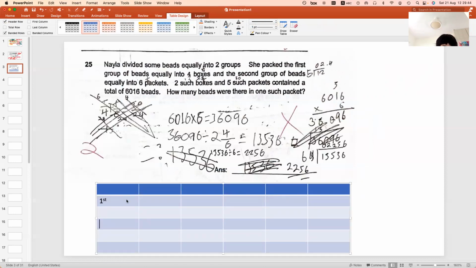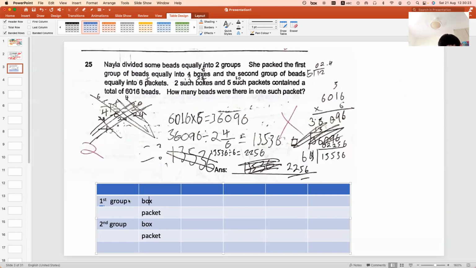First group, second group. Let me use here, second group. So first group, you have what? First group, you have box. And then you have the packet. You have the box. You also have the packet.